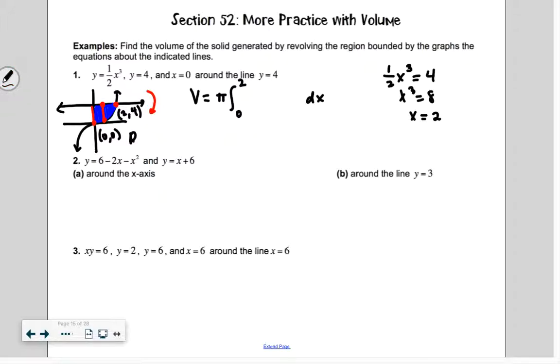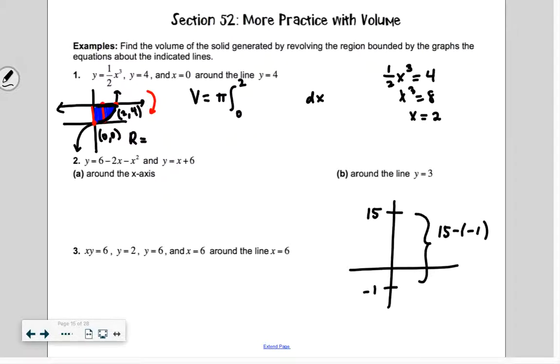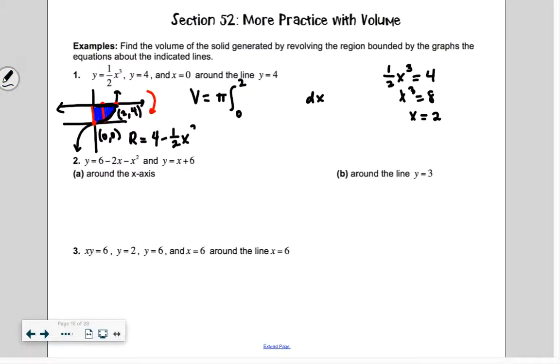So our outer radius then is going to go from this axis of rotation all the way to the outside of that shape. So this is where I had been talking about if I'm at a height of 15 and I go to a height of -1, that distance is 15 minus a -1, right? It's going to be a total of 16. We do the top line minus the bottom line. So in this case, what is our top line and what's our bottom line? The top line is 4 and the bottom line is 1/2 x cubed. So we have 4 minus 1/2 x cubed. That's our outer radius. Do we see that?